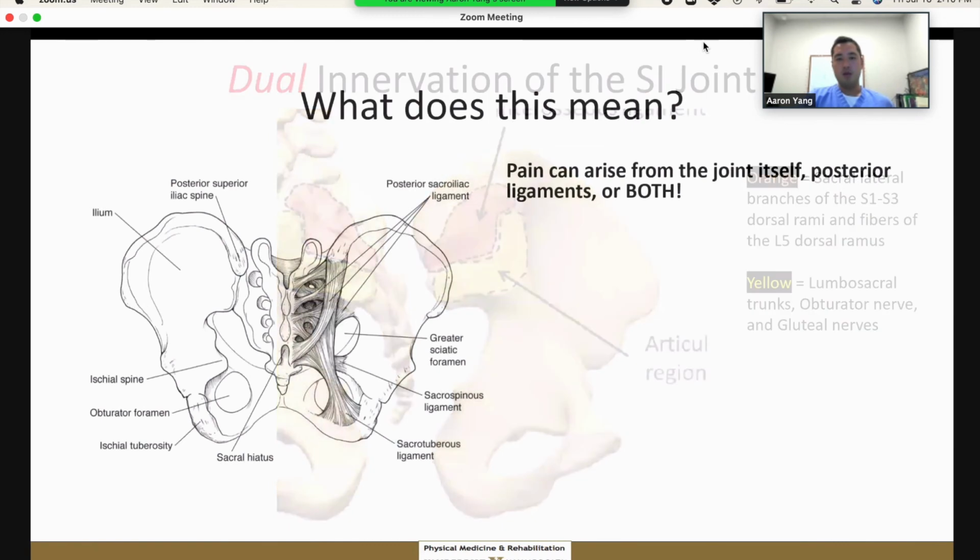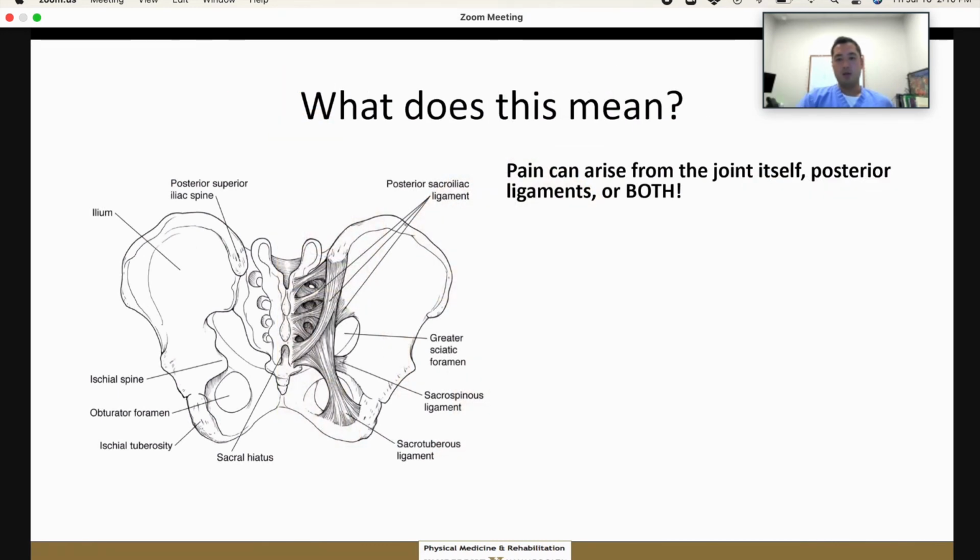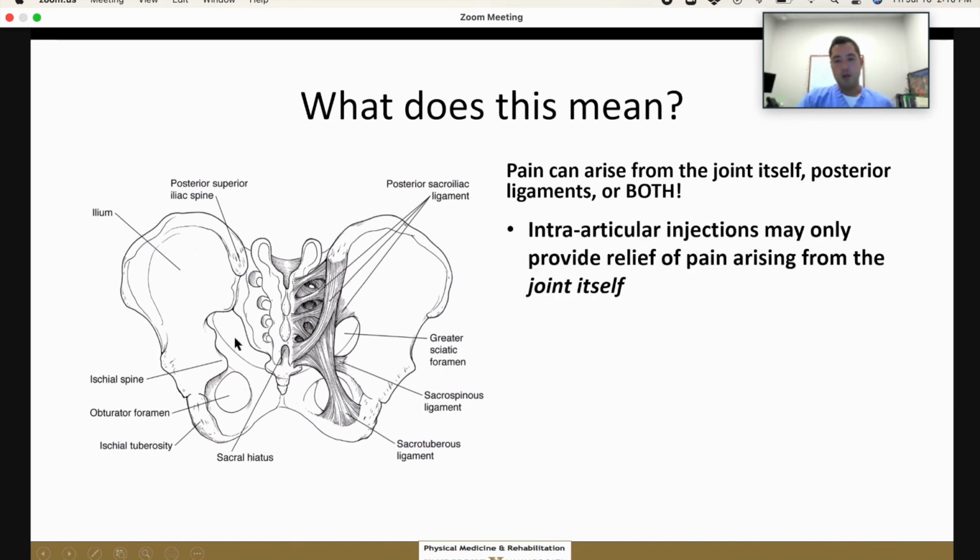So what does that mean when there's dual innervation? Well, pain can arise from the joint itself, it can arise from the posterior ligaments, or it can arise from both. And so when you're injecting steroids into the joint itself, it may only partially provide relief if there's pain coming from the posterior sacroiliac ligaments.